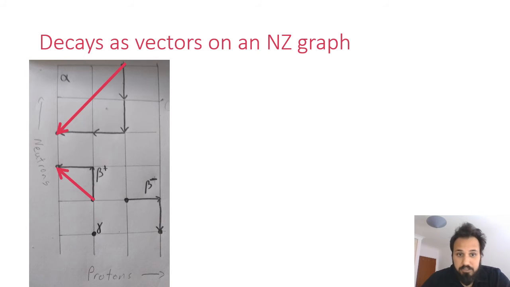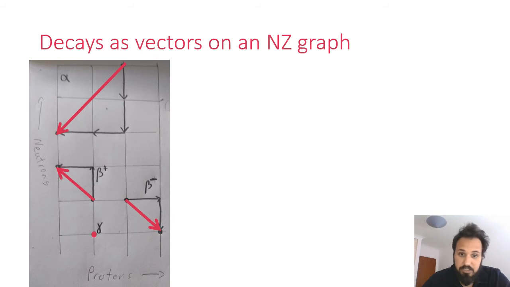For a beta plus decay, we'd expect the number of protons to go down by 1 and the number of neutrons to go up by 1. So we'd get a vector looking like this. And the opposite way for a beta minus. For gamma, the number of neutrons and protons won't change, so it'll stay at the same place on a graph of neutrons against protons.